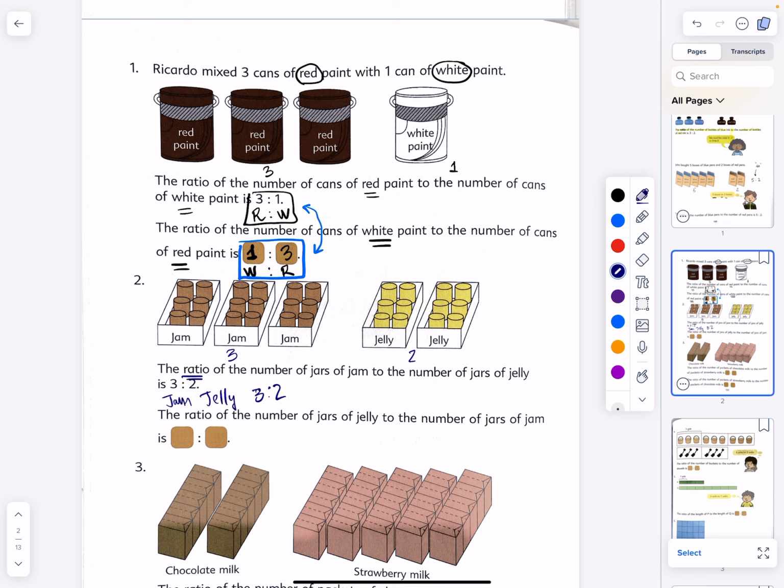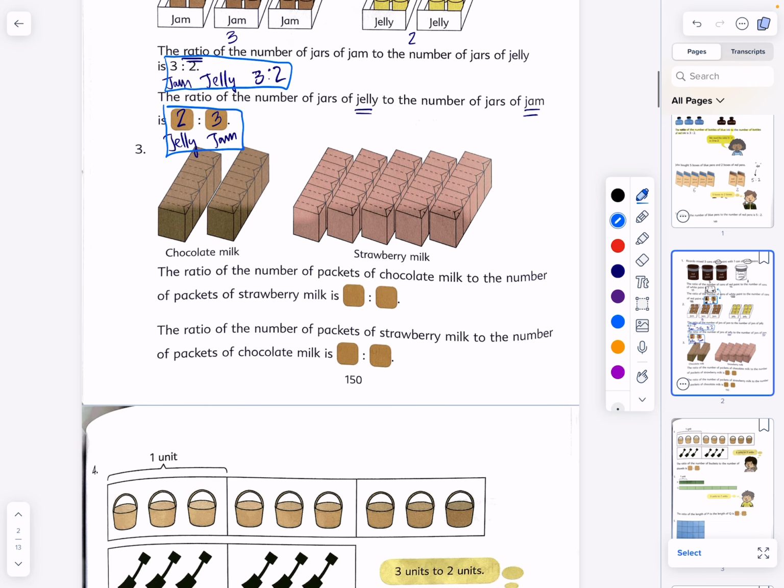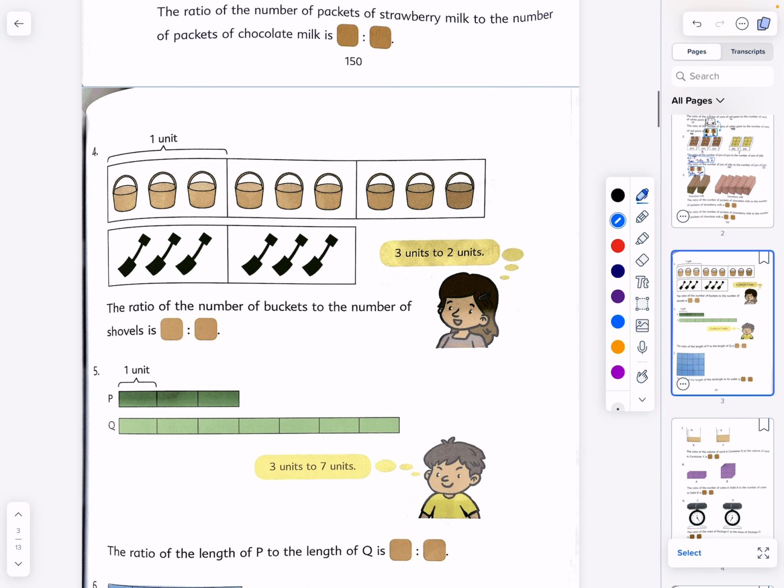The ratio of the number of jelly to the jars of jam, so now it's jelly to jam. And of course, we put the numbers accordingly. There were 2 cartons of jelly jars and 3 cartons of jam. So it's 2 to 3. Again, the order matters. Notice what we got above. 3 to 2 of jam to jelly is not the same as 2 to 3 of jelly to jam. And of course, we do have other examples of strawberry and chocolate milk.